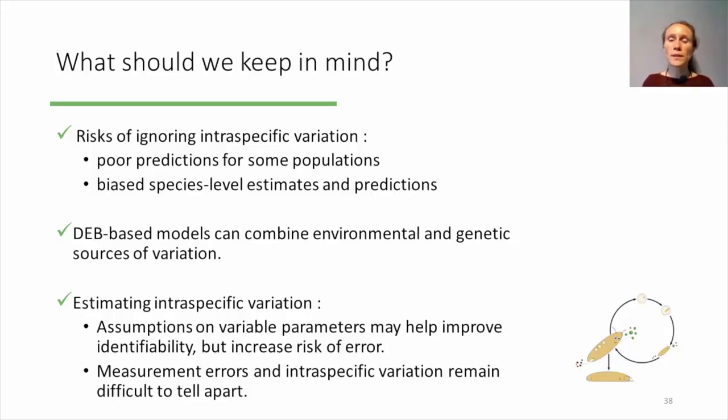Finally, we listed some methods for estimating intraspecific variation, and I would like to outline two points. First, assumptions on variable parameters may help improve identifiability, but they do increase the risk of errors. So you can do that in an all or nothing way by saying these parameters are variable and those are not, or you can find a more refined way to constrain this variation. But those decisions you make, if they're wrong, of course they will have a large influence on your results. Then, measurement errors and intraspecific variation still remain difficult to tell apart using the current approaches.